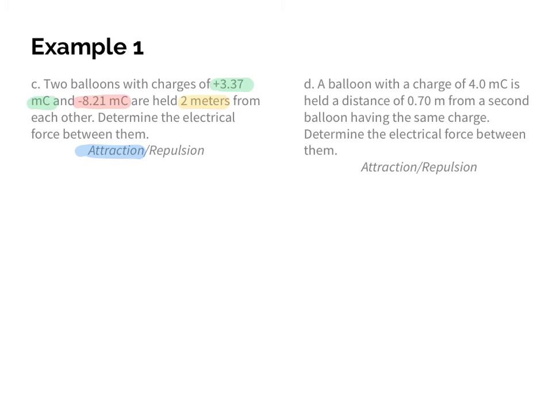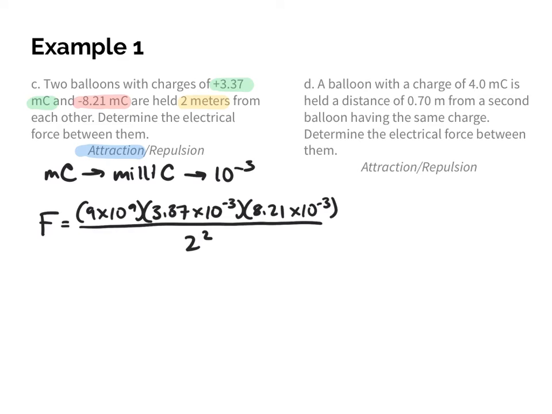Again, I'm going to use my Coulomb's Law equation, plugging in that k value, my two charges, and the distance. The only difference here is that when we see mC, that's going to mean millicoulombs. Milli is a prefix of 10 to the negative third. So I'd have 3.37 times 10 to the negative third and negative 8.21 times 10 to the negative third. So plugging that into my equation, it should look something like this. Again, my k value, my two charges.